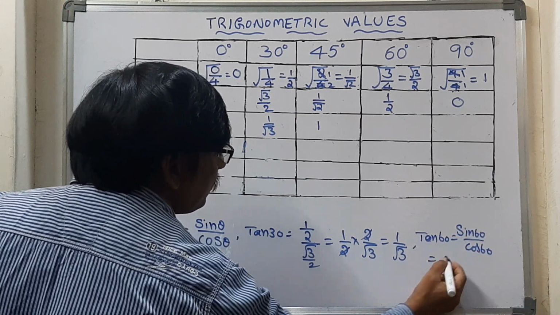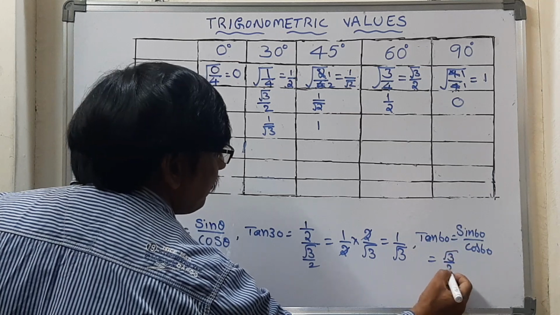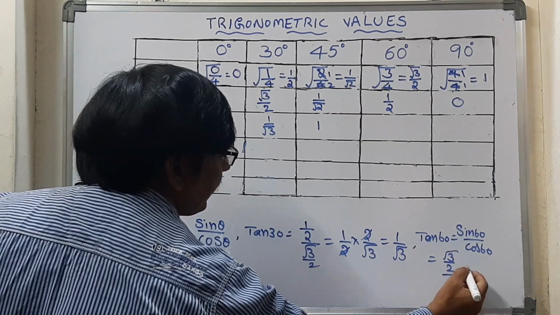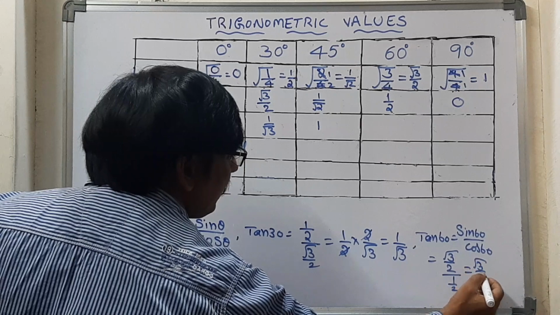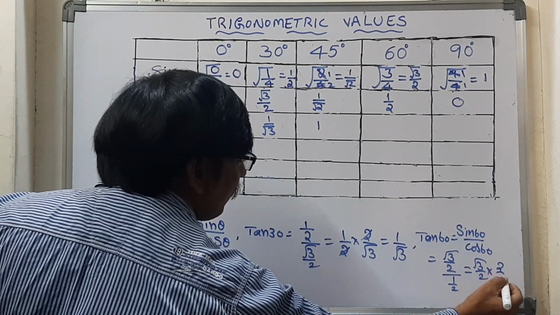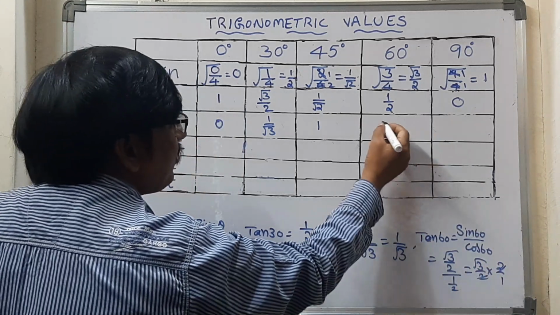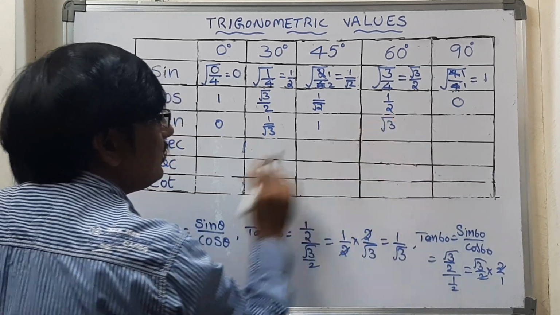And the sin 60 value is root 3 by 2 from the table, and cos 60 is 1 by 2 from the table. So this will be root 3 by 2 into 2 by 1. The 2s get cancelled. Ultimately, what will be left? Root 3. Is it okay?